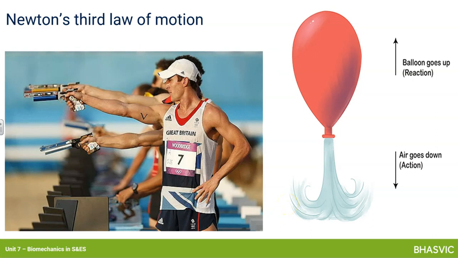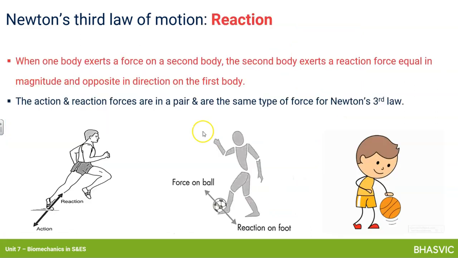So the principle of this law compared to law 2 perhaps is quite straightforward. Every force applied has an equal and opposite direction reaction force. So when a body exerts a force on a second body, the second body exerts a reaction force equal in magnitude and opposite in direction on the first body. So these are always in pairs.